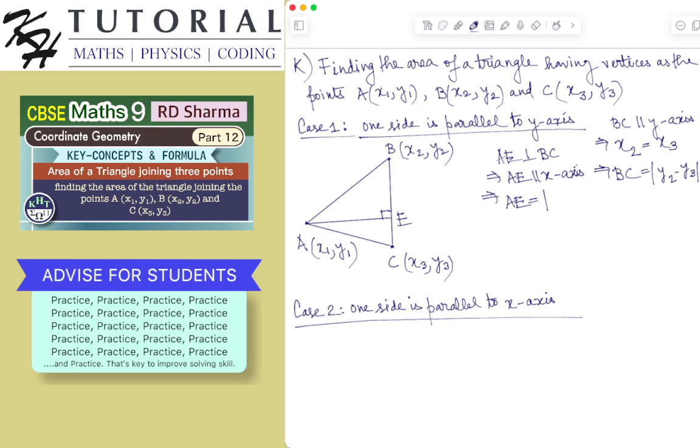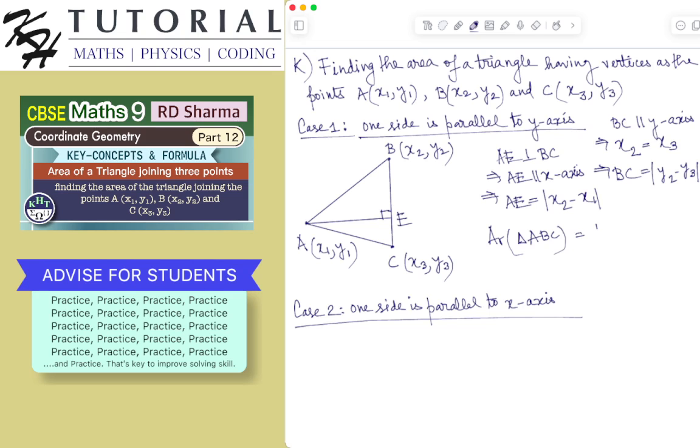The abscissa of the point E lies on the line segment BC, so the abscissa of E will be the same as that of points B and C. The absolute value of x2 minus x1 will be the length of AE, which is perpendicular to the side BC. So now I can clearly find the area of the triangle ABC.